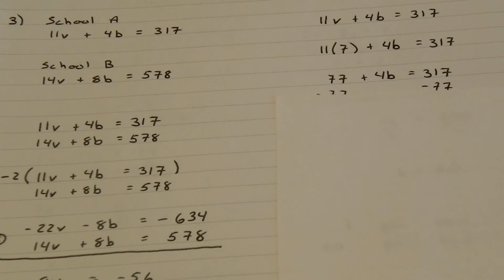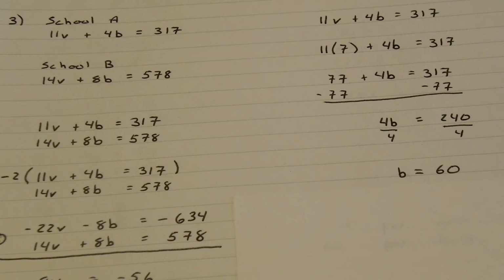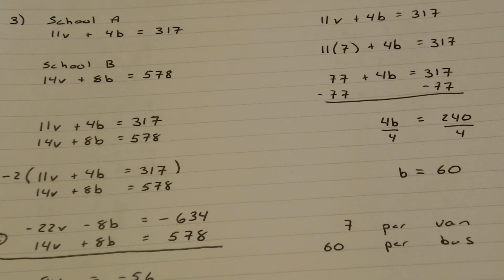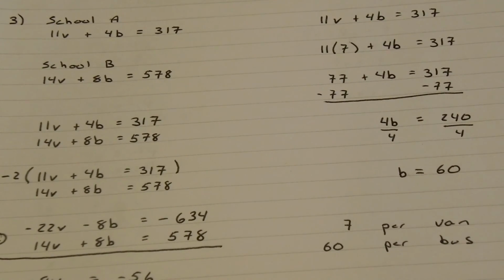Subtract 77 from each side. 4B equals 240, and when we divide each side by 4, we determine that B must equal 60. So each bus must hold 60 students. And then I've written the solution: 7 students per van, 60 students per bus.